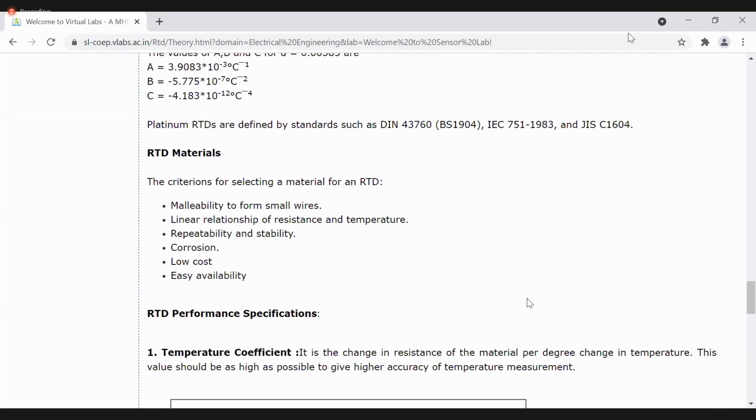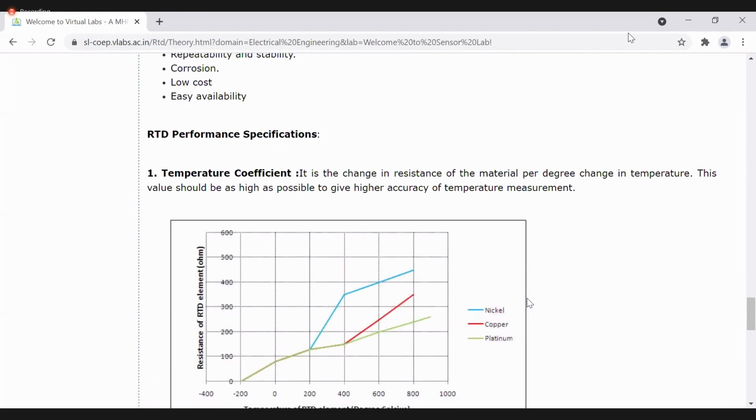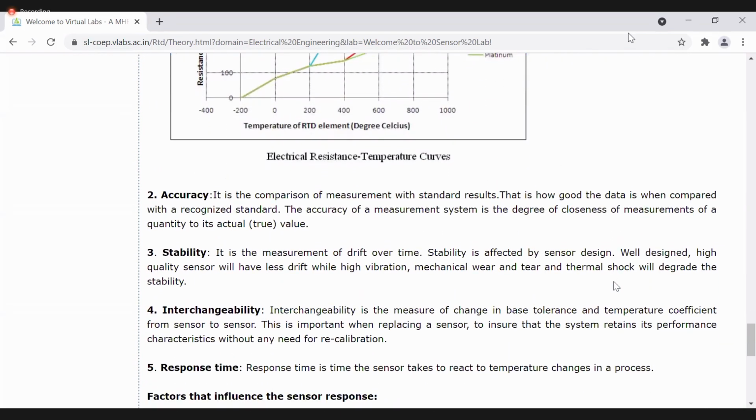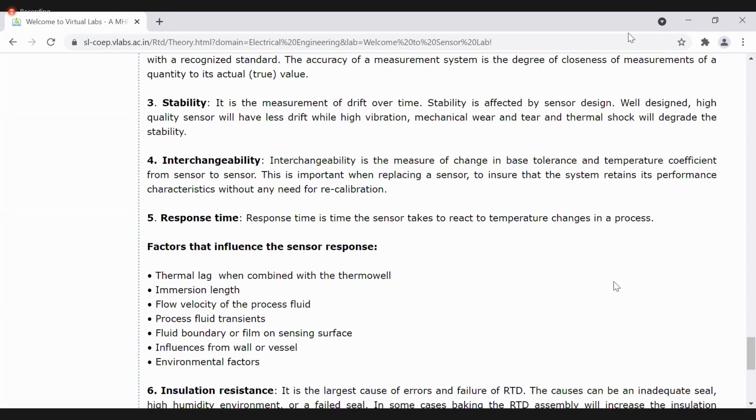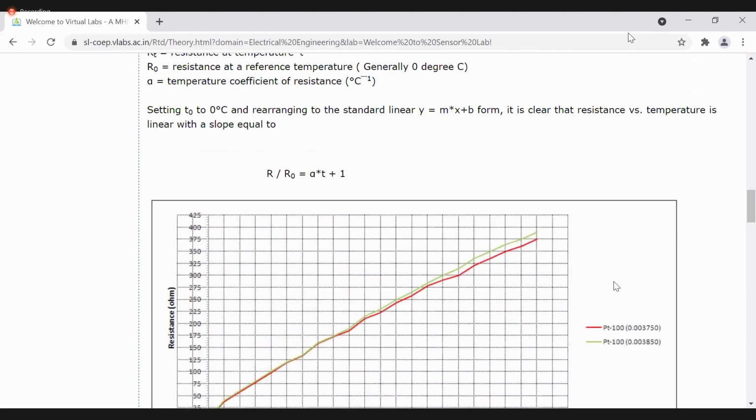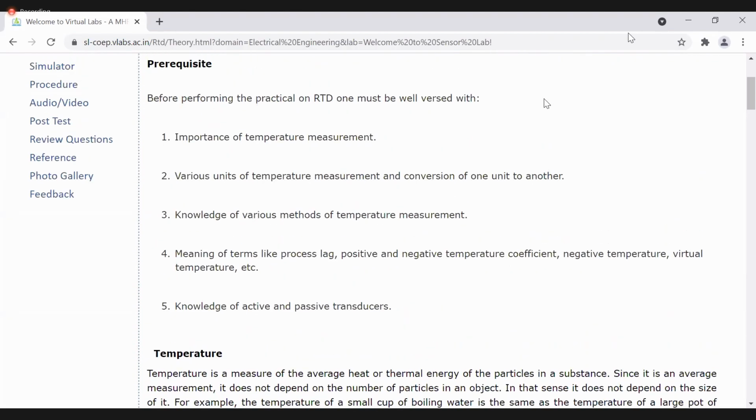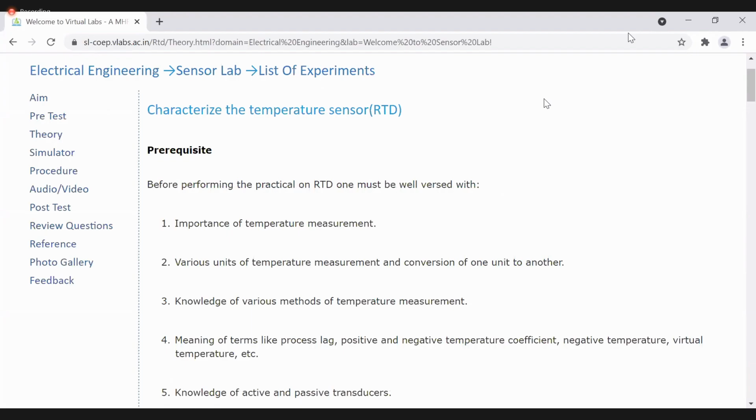Now, Kaushal, what are the different metals we can use in RTD? Sir, we can use platinum, copper, nickel, Balco, and tungsten. Very good. Sir, I have one doubt, sir. What is Balco, sir? Balco is another type of metal. Okay. I have never heard of that name.